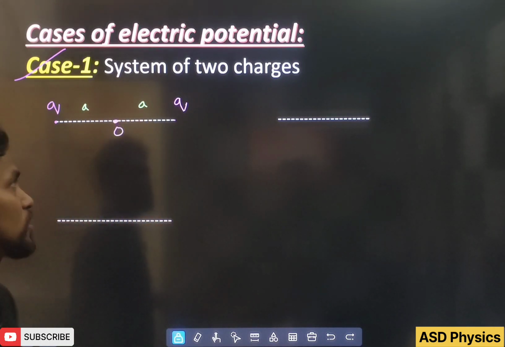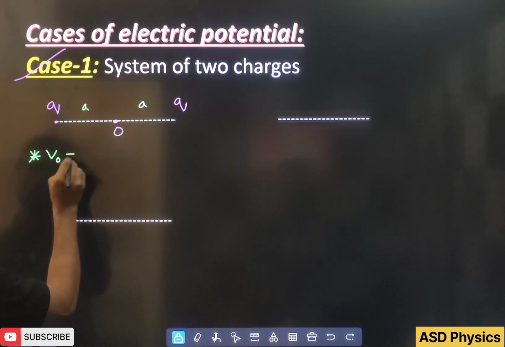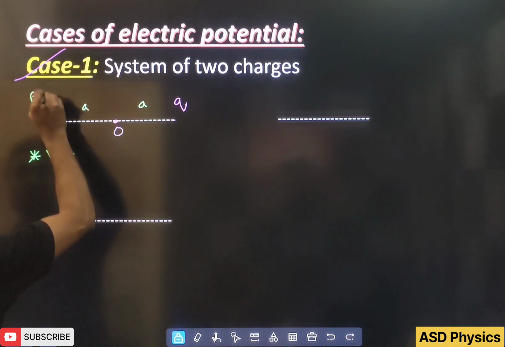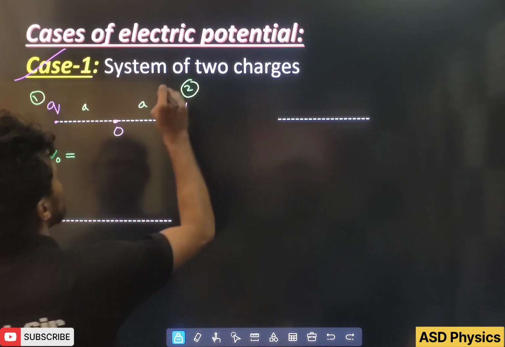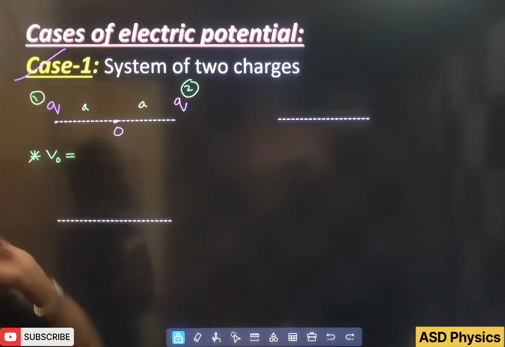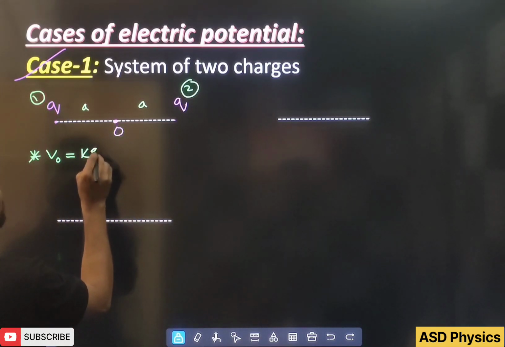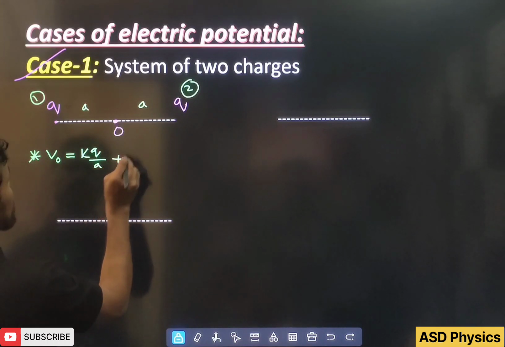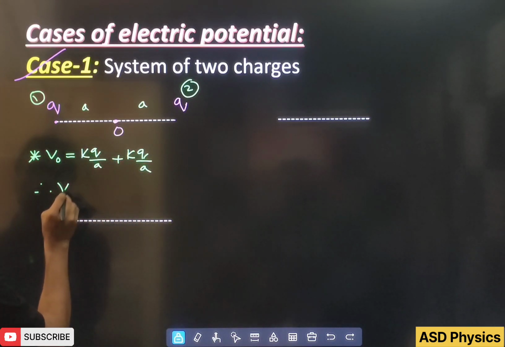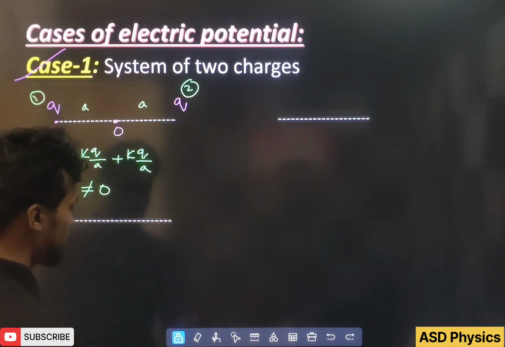As we are seeing the potential, first we'll see the potential at point O. You know very well the potential at point O will be due to how many charges? 2 charges. Let's take this as charge 1 and this as charge 2, meaning charges Q and Q, at position 1 and position 2. So what will happen here? At point O, due to position 1, it will be KQ by A plus KQ by A. You can add them, no problem. But anyhow, we understood that the potential at point O is not 0.